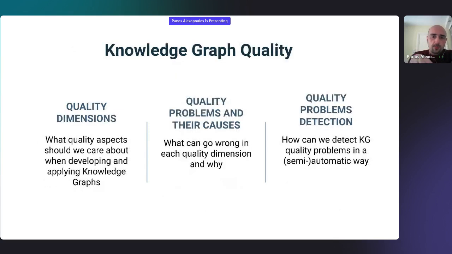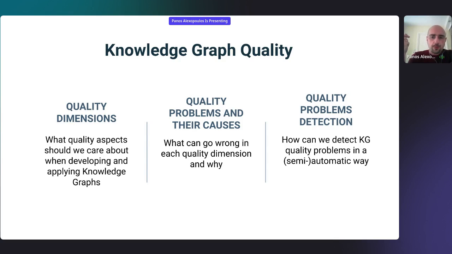So today's masterclass will consist of three parts. First, we're going to talk about dimensions, quality dimensions. That is, what quality aspects should we care about when developing and applying knowledge graphs. Second, we will see what can go wrong in each of these quality dimensions and why.